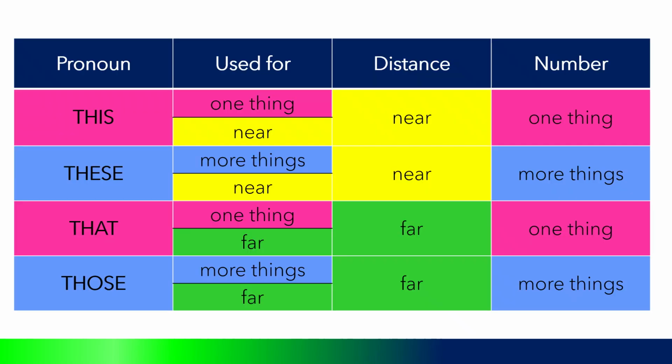We use this for one person or thing, which is near or close to the person speaking. We use these for more than one person or thing, which are near or close to the person speaking.